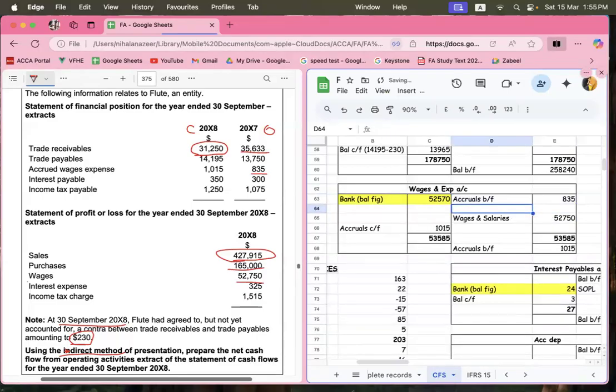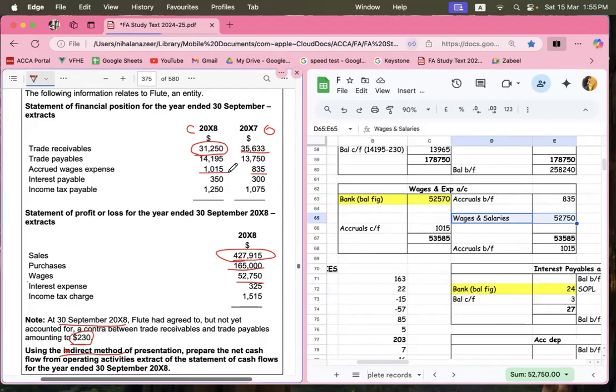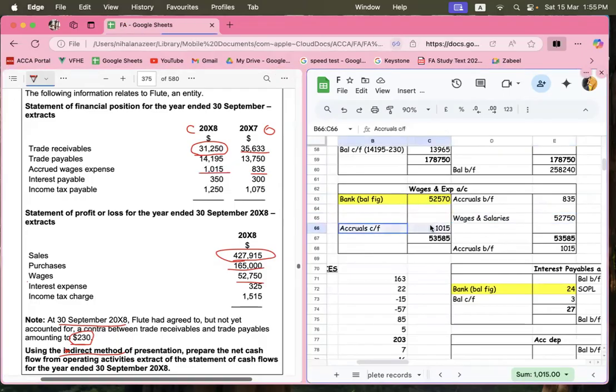Now under COS, there will be wages and salaries, so you're going to take that here. And the balance carried forward also, you're going to take it here instead of bank. You're going to assume that you're going to accrue it for the next year, 1015. Clear now? Simple thing: you're going to total each of the columns. Big total minus small total would give you how much of the wages and expenses you have paid during the current year. Clear now?